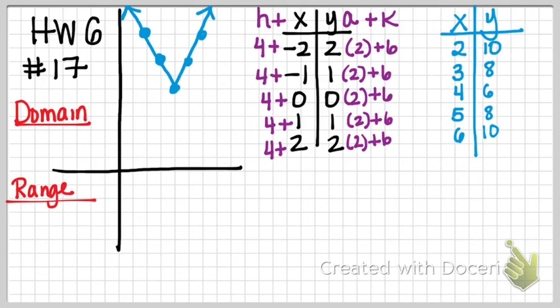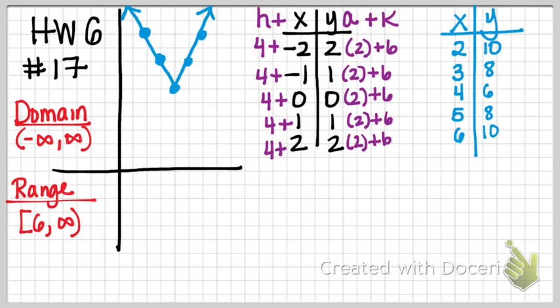So what's your domain going to be? All real numbers, negative infinity to infinity. What about the range? What's the lowest y value, Kenna? 6. Bracket 6 to positive infinity. You got it. That's it. All right, so I'm not going to graph the other ones with you. We did 17 because 17 is the hardest one.